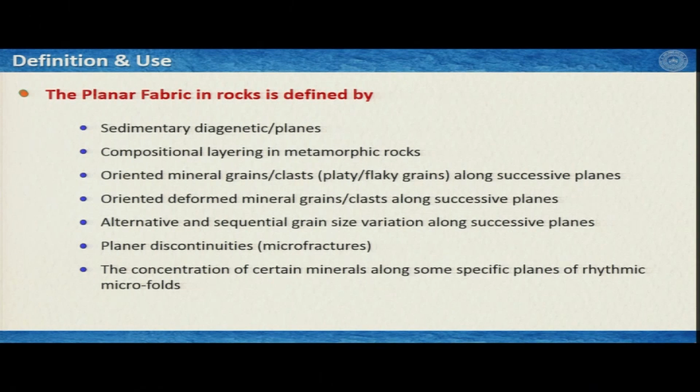Now, if we have alternating and sequential grain size variation along successive planes, that means I have coarse grain deposition, then fine grain deposition, coarse grain deposition, fine grain deposition. The composition is the same, you can consider sandstone. So, very coarse grain, then fine grain, coarse grain, then fine grain. You can consider the boundaries between coarse grain and fine grain also as foliation planes.